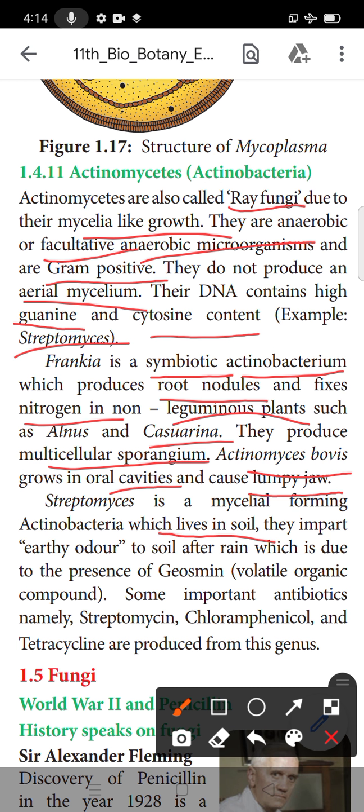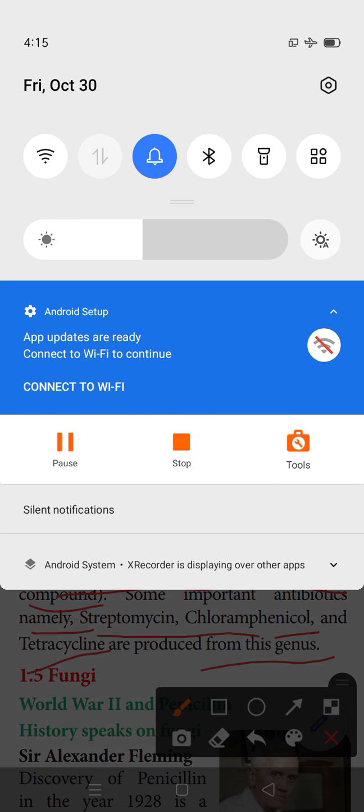What is its impact? It gives an earthy odor, odor meaning smell, to soil after rain, due to the presence of geosmin, a volatile organic compound. Some important antibiotics, namely streptomycin, chloramphenicol and tetracycline, are produced from this genus. Okay, this is Actinomyces. Thank you.